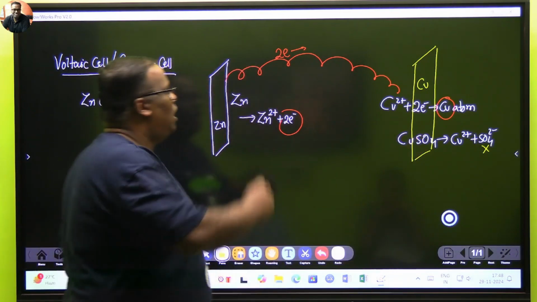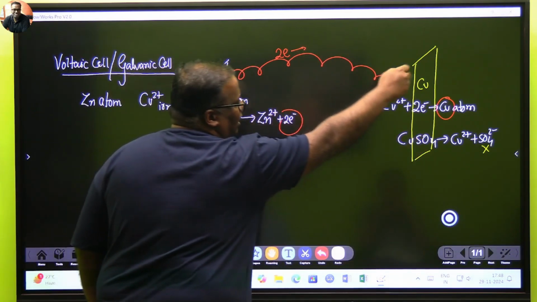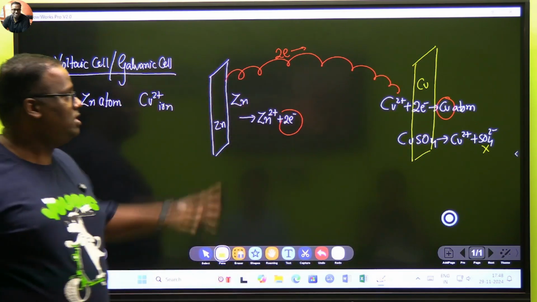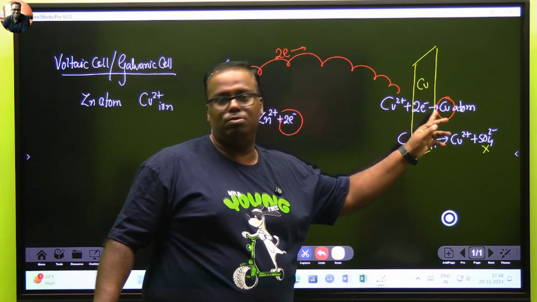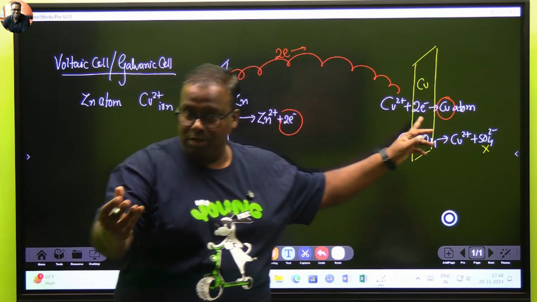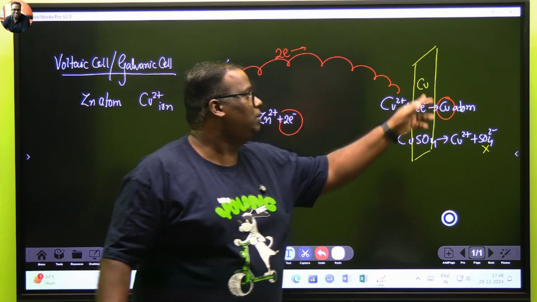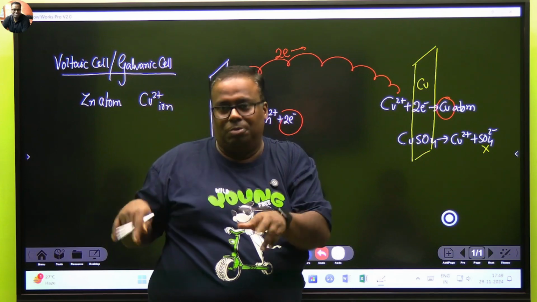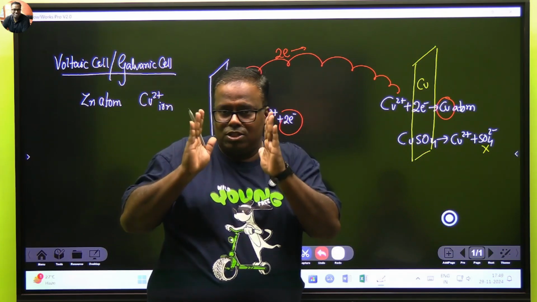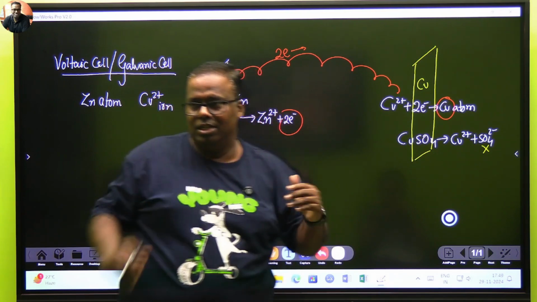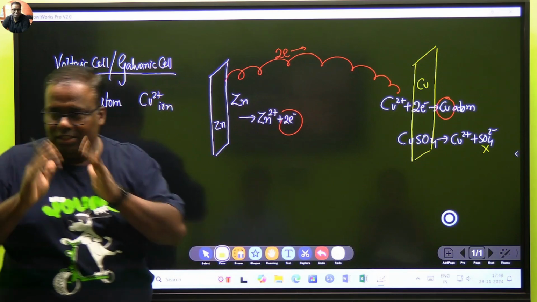So now the electron is ready to go and I have connected a wire. Once I connect a wire, the two electrons go out here and the copper ions transform to copper atom. I should give a place for collection of it. So they get deposited on the pre-existing copper plate. So what do you expect? That the copper plate will slowly become thicker and thicker and zinc will become thinner and thinner, right?